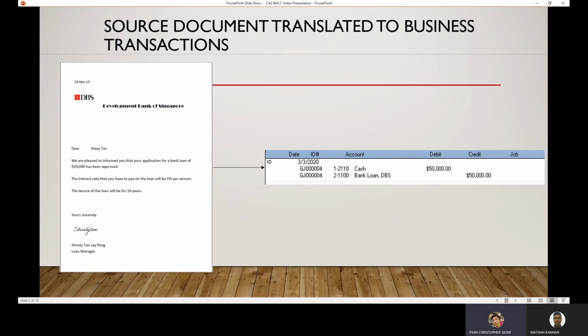Next, let's take a look at a bank loan transaction from Galaxy Trading. Again, we should take a look at the date just as mentioned before. So this would be on the 3rd of March. Galaxy Trading took up a bank loan with DBS of $50,000 with a 5% interest per annum for 10 years. So our cash would be debited $50,000 as an asset, and our loan will be credited as a liability.